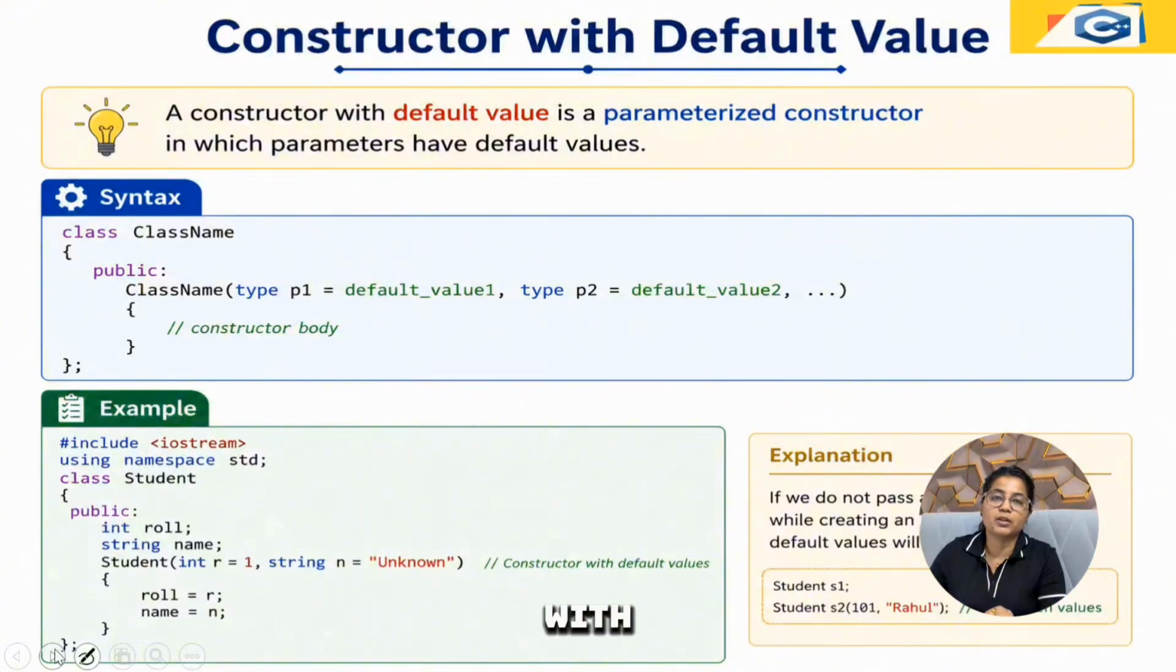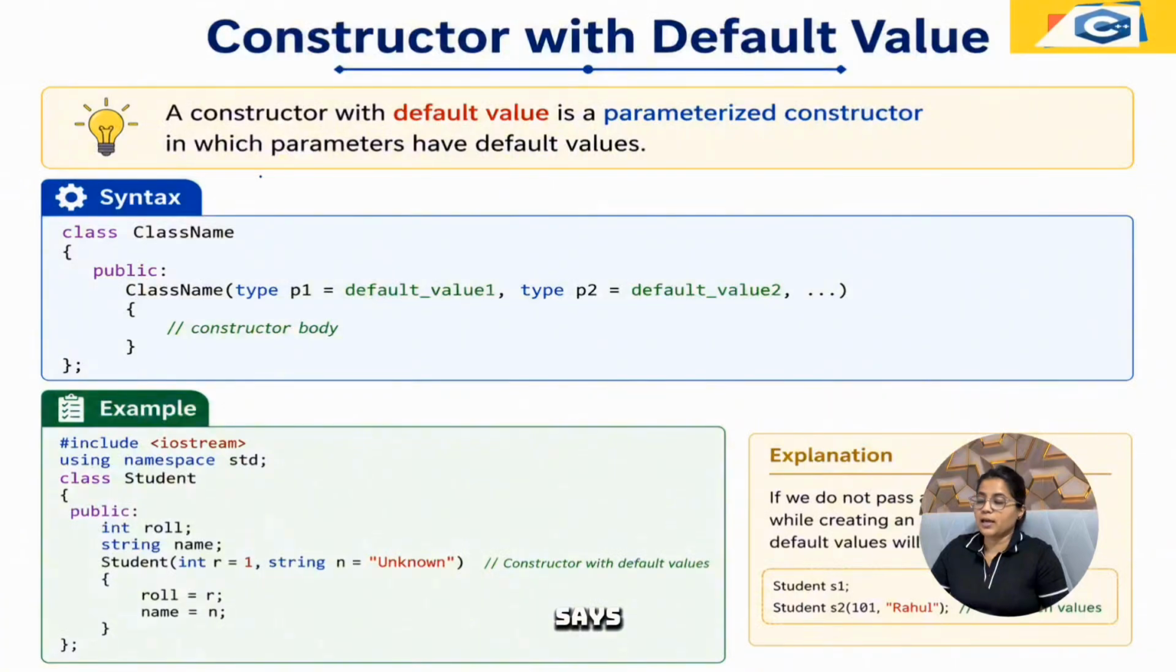Whereas with default constructor, I'm saying default constructor, that means a constructor with no parameters. Got it? Once again, I'll say default value constructor means parameterized constructor with default values. Default constructor is no parameters we are passing. Clear?